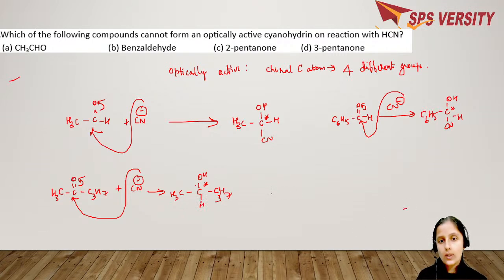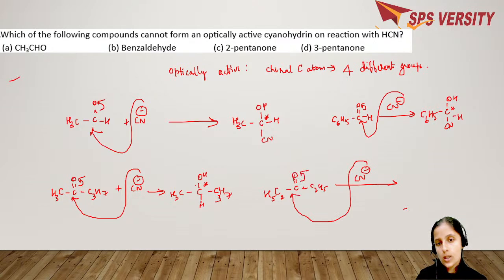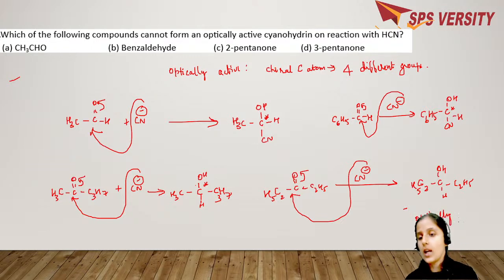But if you take the last one, 3-pentanone, that is C2H5, C double bond O, C2H5, and when it's treated with the CN minus, this CN minus will attack here, this will shift here, because of which you are going to get C2H5, C, OH, CN, and C2H5. Since there are 2 similar groups attached to the carbon atom, this is considered optically inactive. So this should be the right answer.